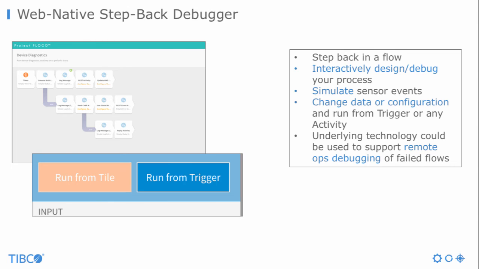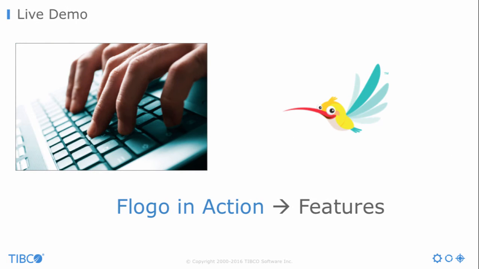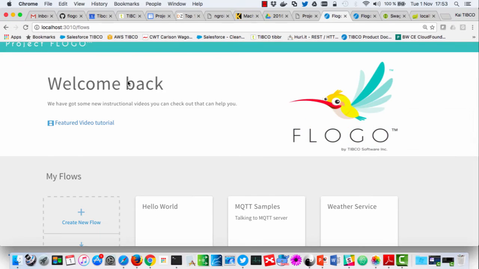And that's pretty cool. And you then could even leverage that to do some things like remote ops debugging. So really connect to a flow which is running on an edge device and debug it there. And that's really one of the innovative features of Flogo right now. Let's take a look at some more advanced use cases to also see this stuff in action.